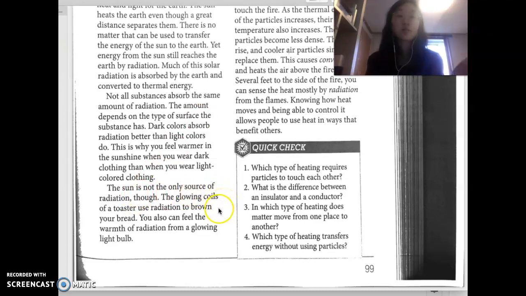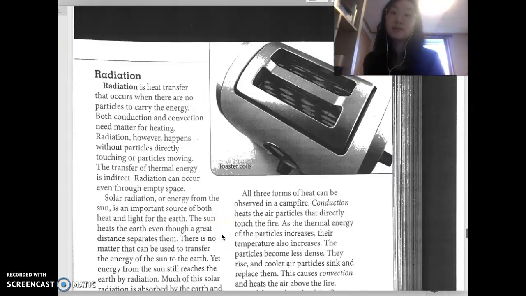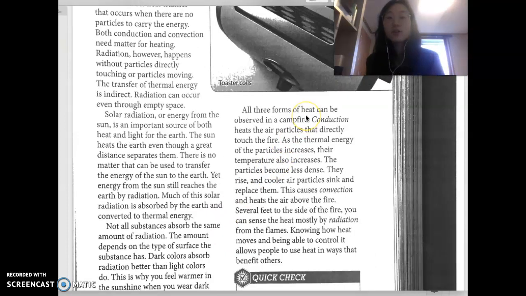The glowing coils of a toaster use radiation to brown your bread. You can also feel the warmth of radiation from a glowing light bulb. All three forms of heat can be observed in a campfire.